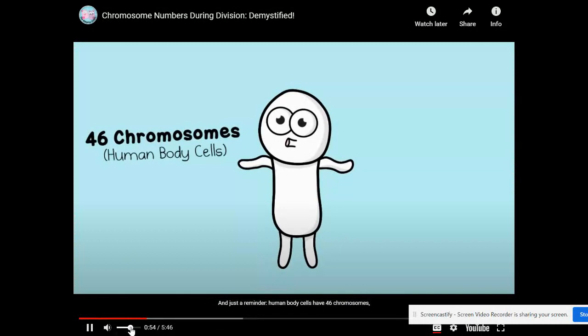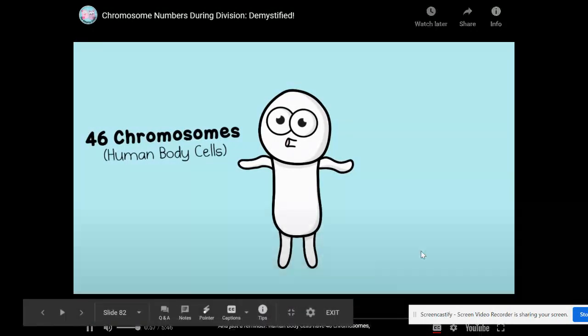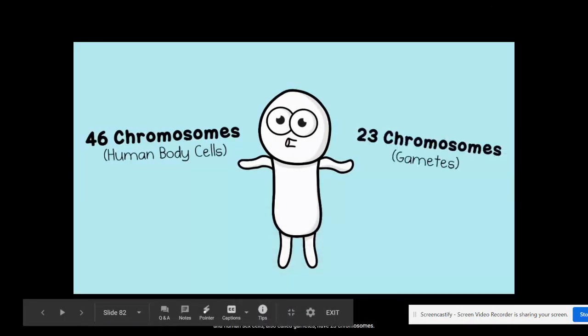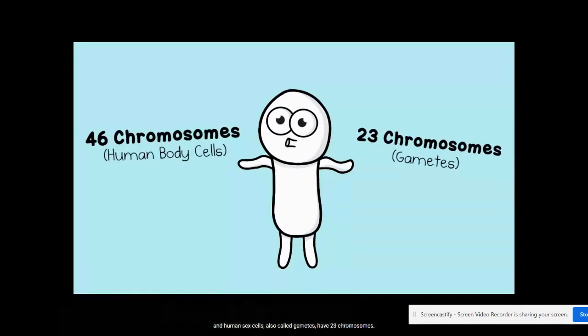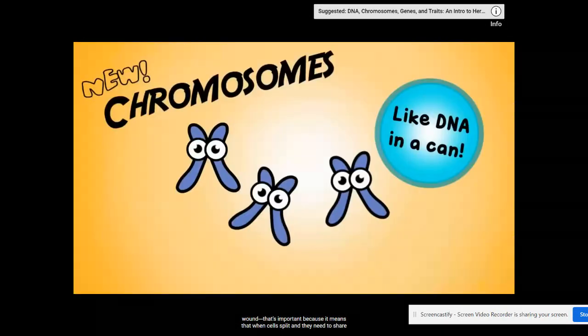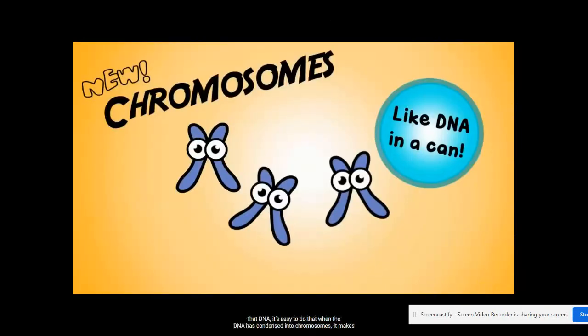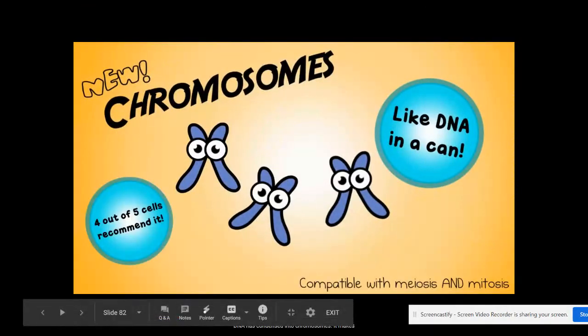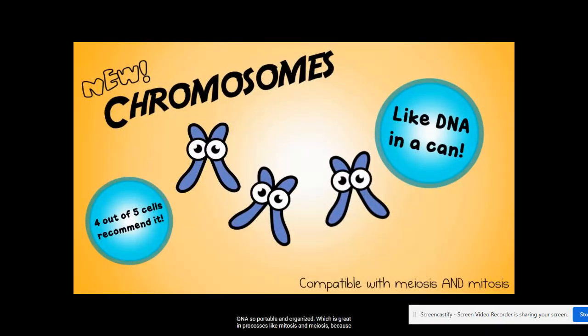And just a reminder, human body cells have 46 chromosomes, and human sex cells, also called gametes, have 23 chromosomes. Now, chromosomes, as you know, are made up of DNA and protein. The DNA is highly condensed, tightly wound. That's really important because when cells divide and have to move that DNA over, it's easy to do that when the DNA has condensed into chromosomes. It makes DNA so portable and organized, which is great in processes like mitosis and meiosis because when you make new cells, you also have to get the DNA into those cells.